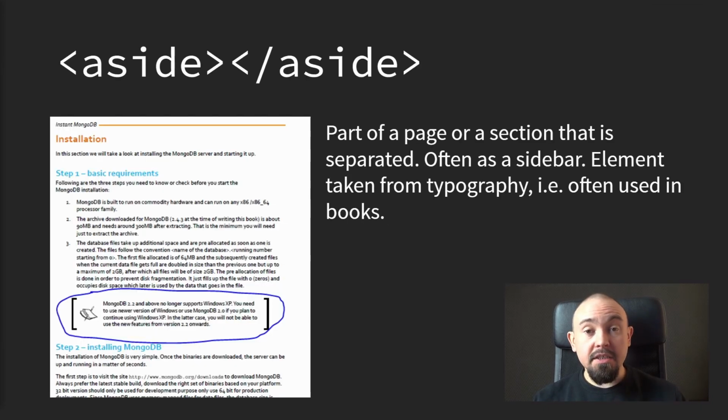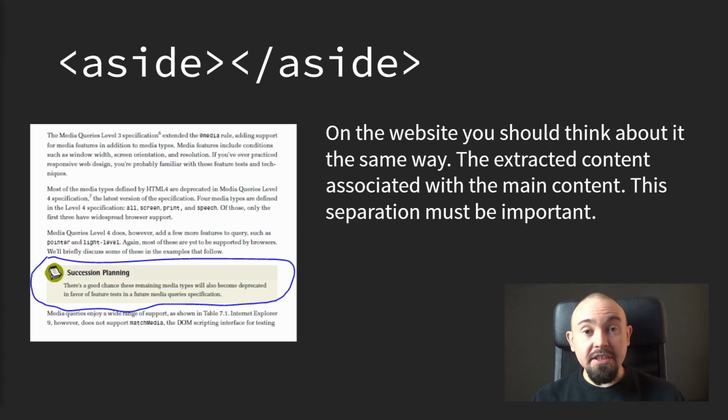Aside. It is the part of the website that is semantically extracted from the main content, semantically and visually. For example, it could be info about the author or some site curiosity about the topic described. And here's an example from the book about MongoDB, which is a database. Such a separate part of the website should be put in the aside tag. This tag was taken from book typography, and we can see it very clearly in this example.